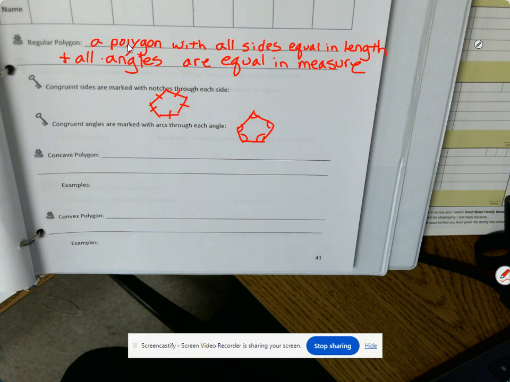Thumbs up if you're still with me. Wait. Congruent sides are marked with notches. Oh, got it. Congruent angles are marked with arcs. Oh, we're not done, friends.